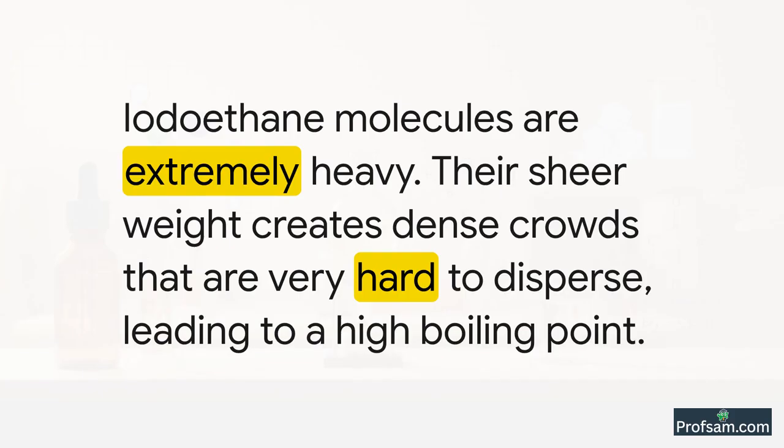And finally, let's talk about iodoethane. Now, these molecules are like very, very heavy people in our crowd. Super heavy. Interestingly, their magnetic badges are actually a little weaker than chlorine's. But that doesn't matter so much, because their weight is just enormous. The crowd is so dense, so heavy, that it is extremely difficult to push these people apart. The most important thing here is their weight. Their sheer weight is the main reason they are held together so strongly.